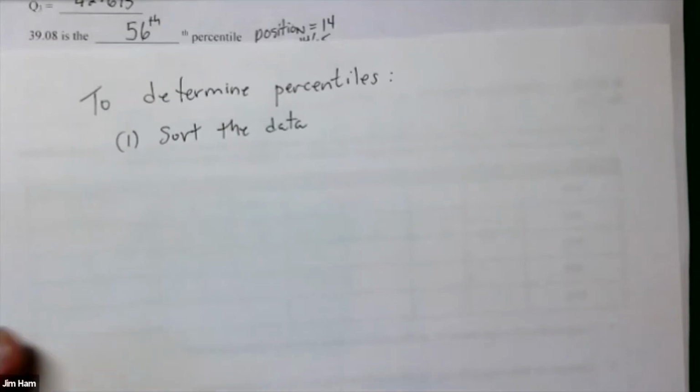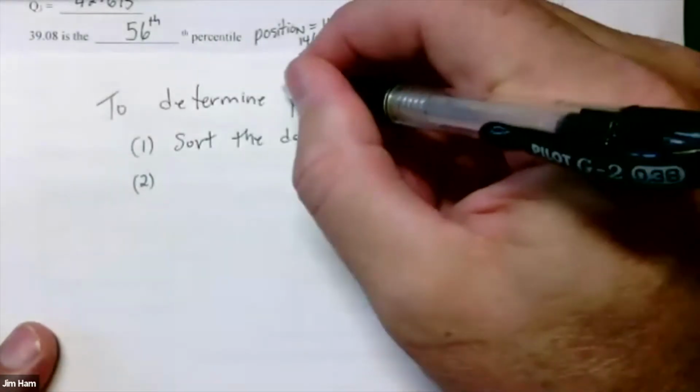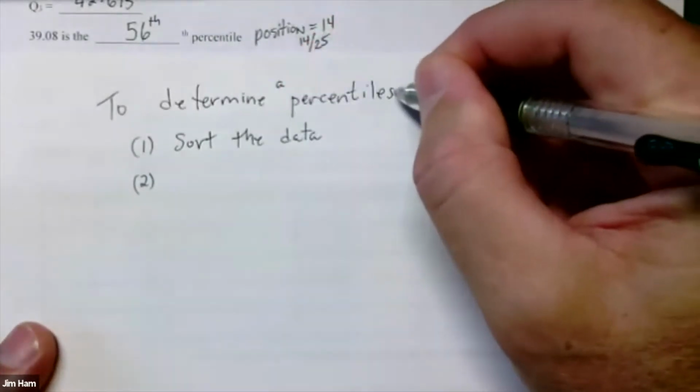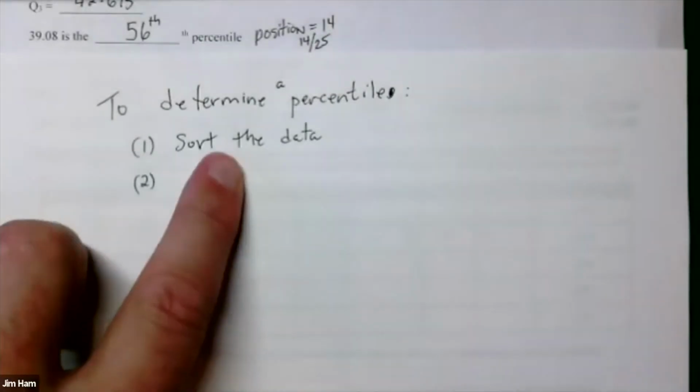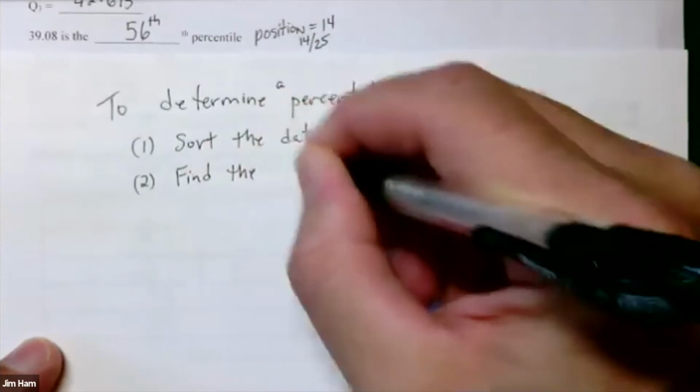And the second thing, all right, so this one here is to determine a percentile. Sort the data and then find the position of your data value.